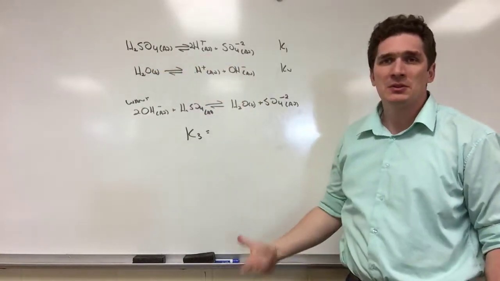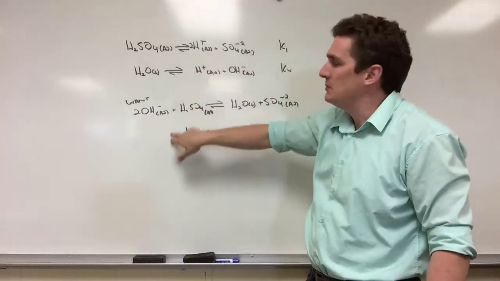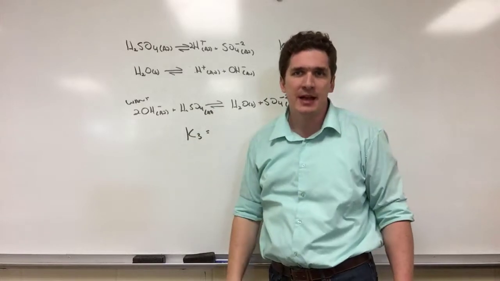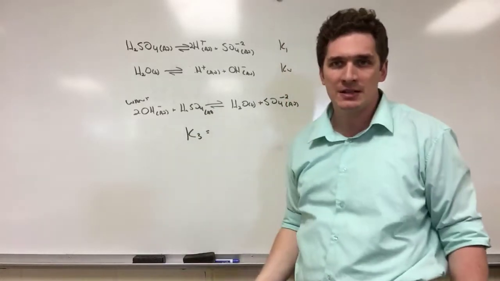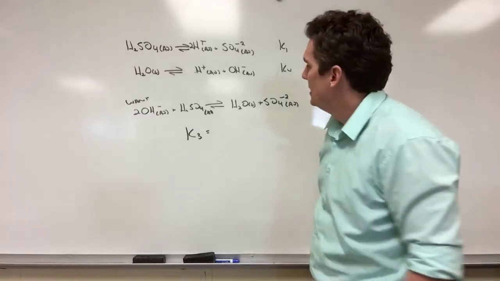What I want to do is convert to basic conditions. I don't want to know the equilibrium constant here when I form H+. I want to know what happens if I have a base. I add 2 equivalents of hydroxide ions to this. What becomes the new equilibrium constant?